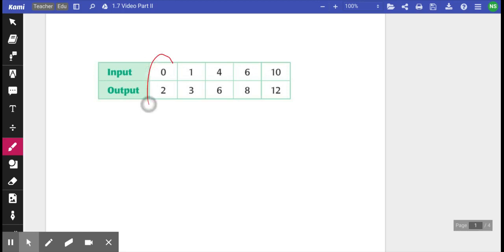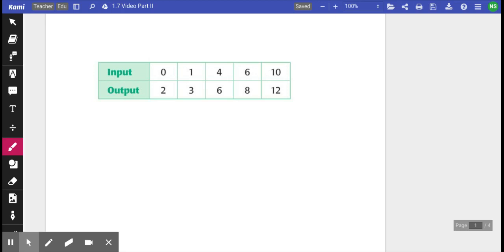So if I look here first, I'm going to ask myself, what are the ways that I can get from 0 to 2? And then I'm going to ask myself, what are the ways I can get from 1 to 3, from 4 to 6, and so on. The thing about writing a rule for a function is it has to work for each input value to get to the matching output value.